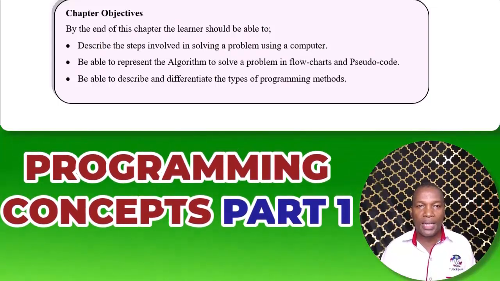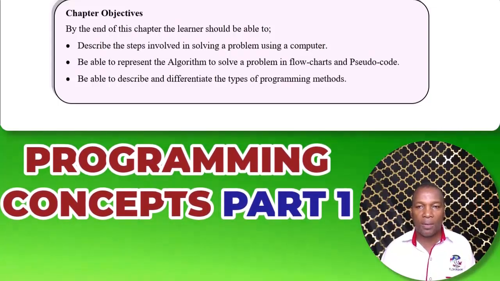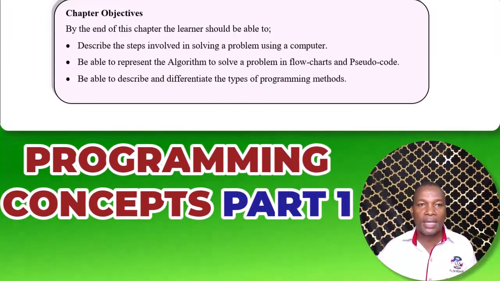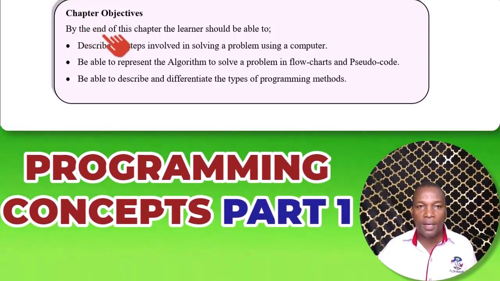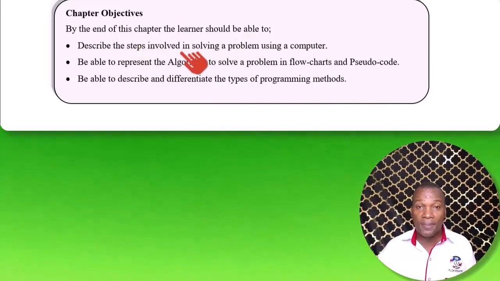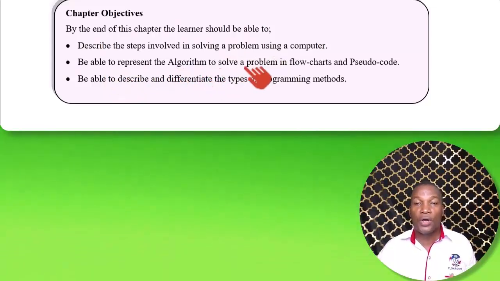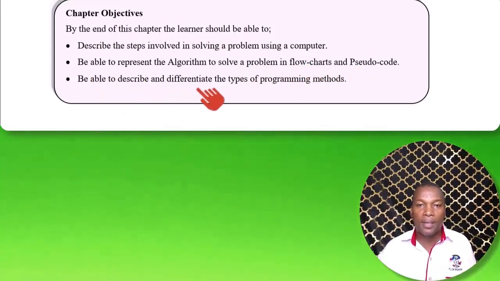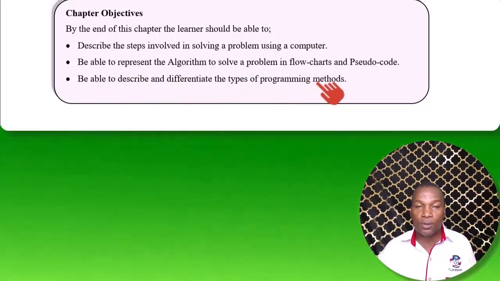We start by looking at what is expected after one learns this course. By the end of this chapter, the learner is expected to describe the steps involved in solving a problem using a computer, represent the algorithm to solve a problem in flowcharts and pseudocodes, and describe and differentiate the types of programming methods.